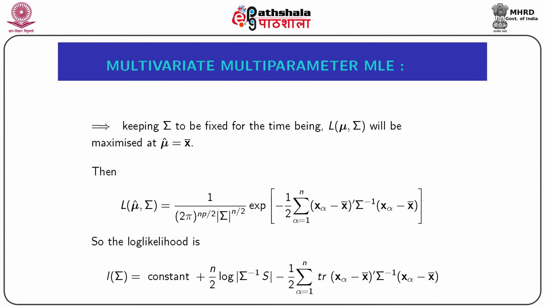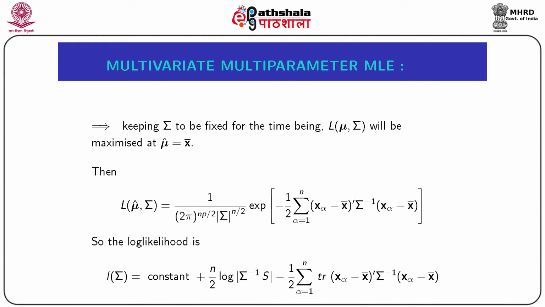Then, putting this choice of mu hat in the likelihood function, L at mu hat and sigma is equal to 1 by root over 2 pi to the power np, into determinant of sigma to the power minus n by 2, e to the power minus half summation alpha from 1 to n (x alpha minus x bar) prime sigma inverse (x alpha minus x bar).